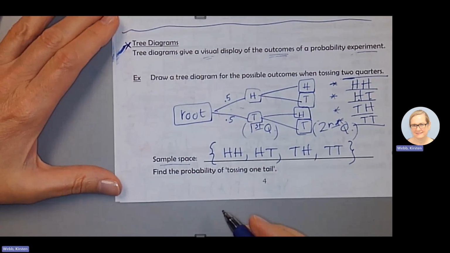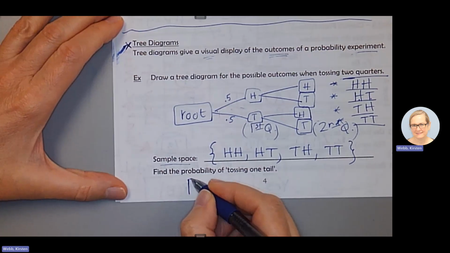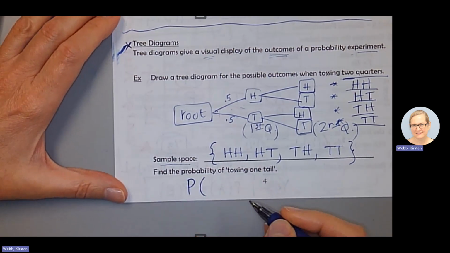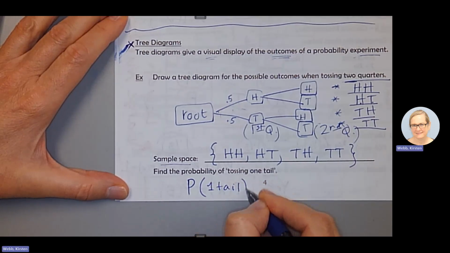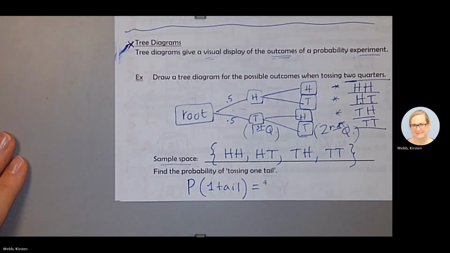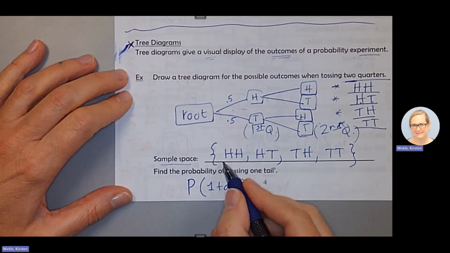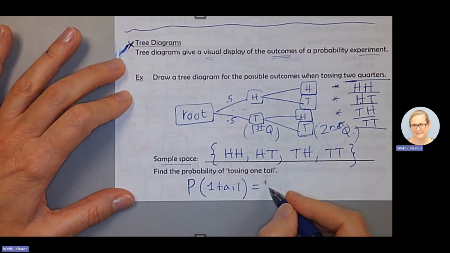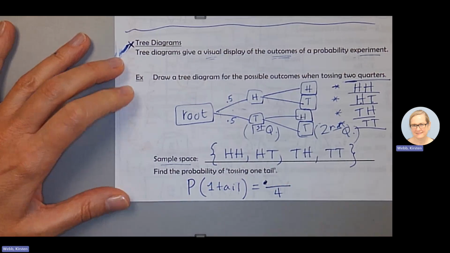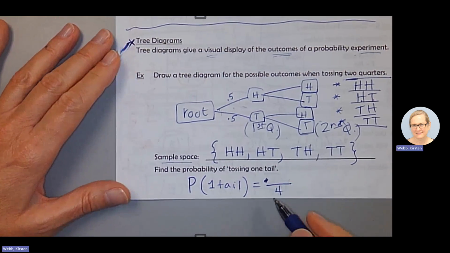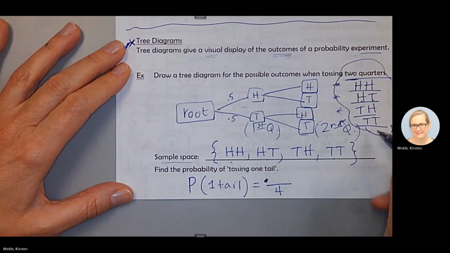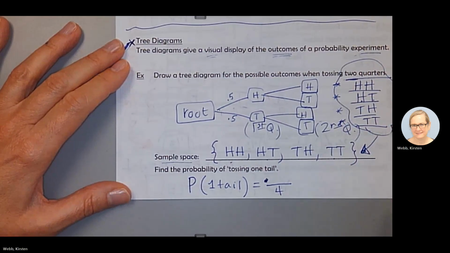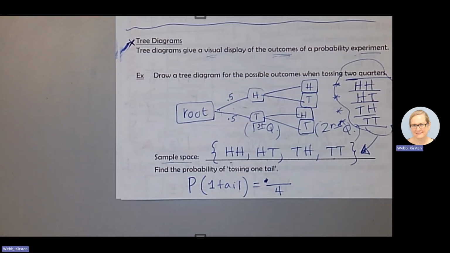So you might consider practicing a little bit of notation, like P for probability, parentheses for of, one tail. We noticed that our sample space has 4 combinations, 4 things in it, so we'll divide by 4. Not because this is page 4, right? But because there's 1, 2, 3, 4.